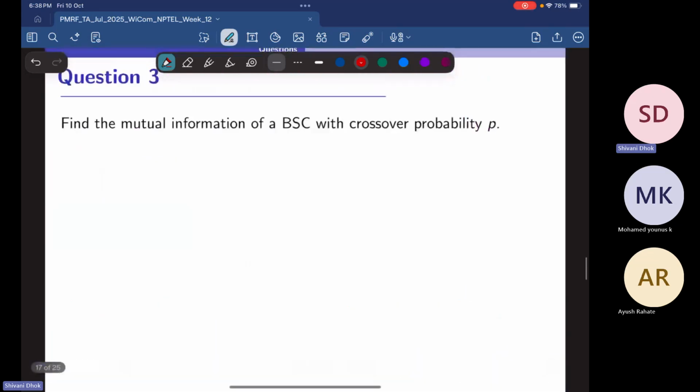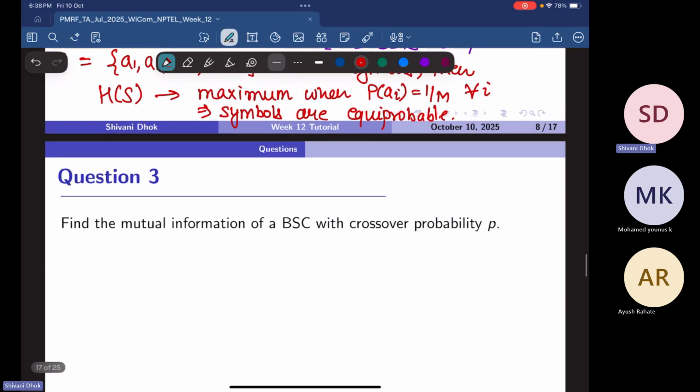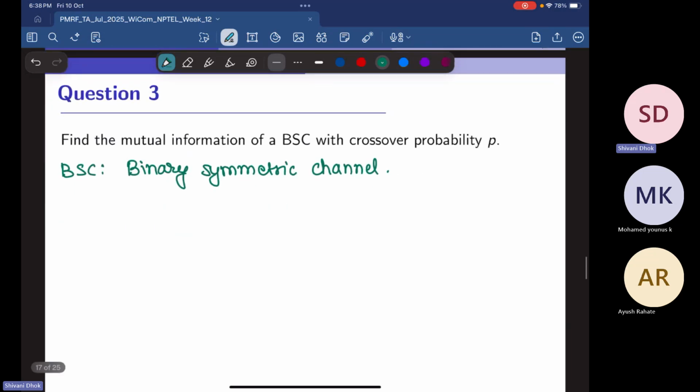Okay, if not, then let me move on to the next question. Here the question is, find the mutual information of a BSC with a crossover probability of P. What do we mean by BSC? BSC stands for binary symmetric channel. And what do you mean by this binary symmetric channel?